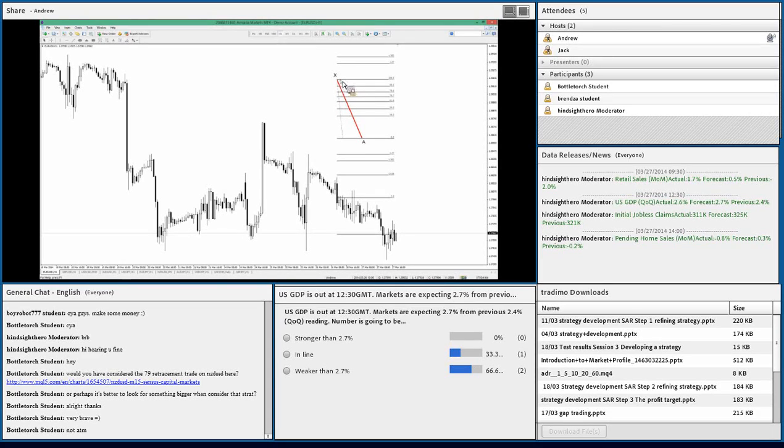We're looking for a nice, very clean move, okay? It's not all choppy and zigzaggy. The cleaner this move, the higher the probability that this is the dominant force in the market. What we're then looking for is an initial retracement.